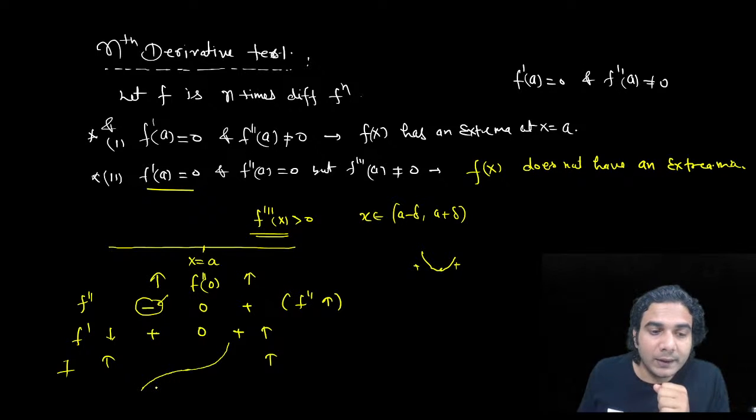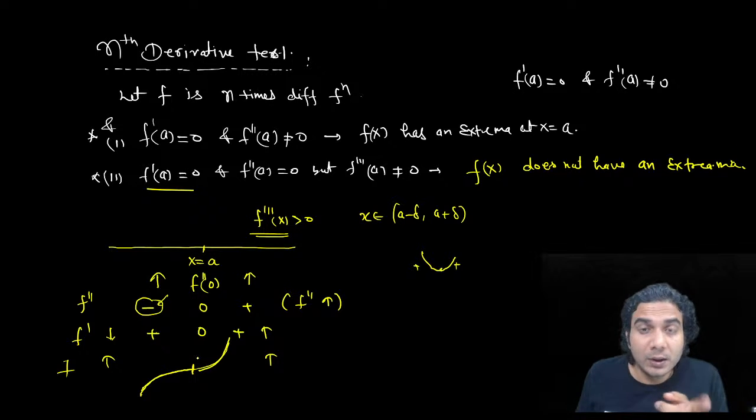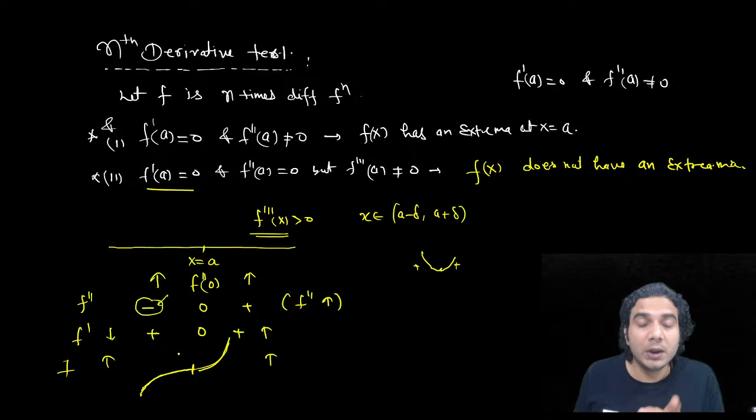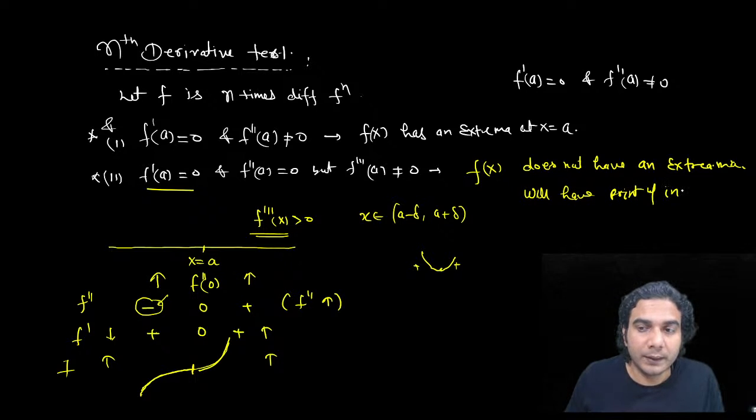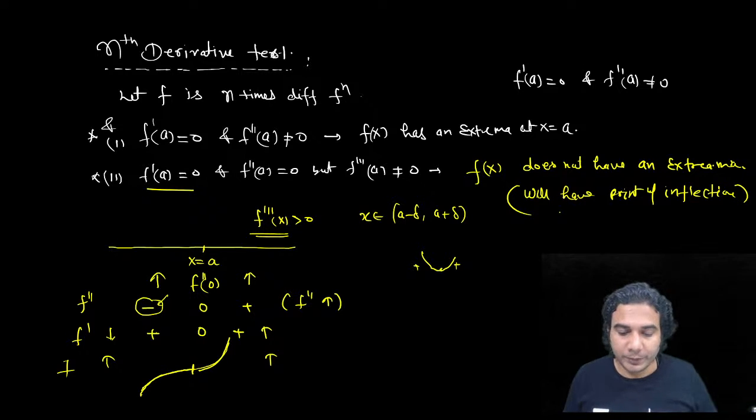Yeah, concavity, you can see concavity is changing. It was concave down before a, and then concave up. So now you can see concavity is changing at x is equal to a for the f(x) function, but it is not having maxima or minima. All right. So if f triple dash comes out to be non-zero, and before that all the first and second derivatives are 0, then f(x) will have a point of inflection. So it's a point of inflection, not maxima or minima. All right. So I hope you understood it.